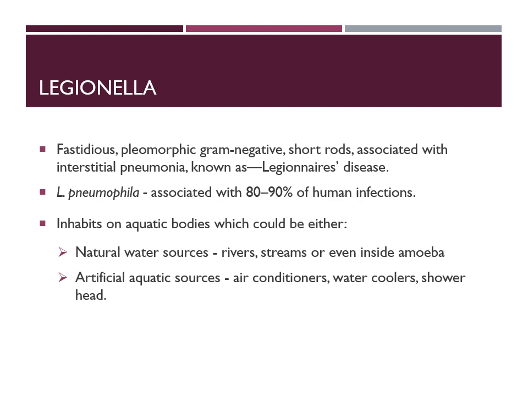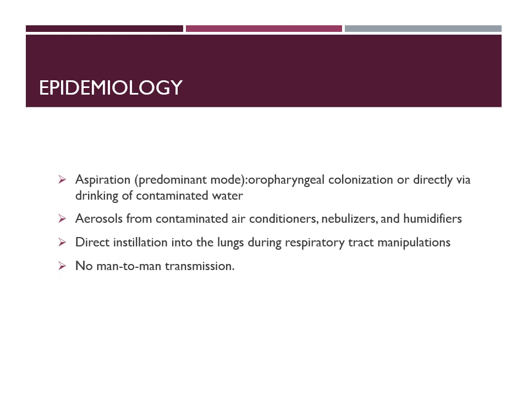Now Legionella pneumophila is associated with 80 to 90% of the infections. And how can we get this infection? Usually it is seen in natural or artificial water sources, like rivers, streams, ACs and water coolers. The bacteria can be present there and we can get the infection. We can get it by aspiration, oropharyngeal colonization, or directly by drinking contaminated water, or aerosols generated from AC and nebulizers, but no man-to-man transmission is seen in Legionella.